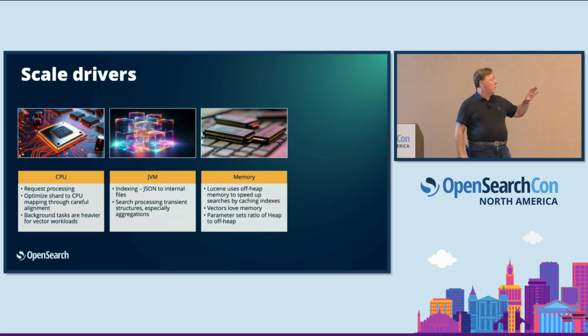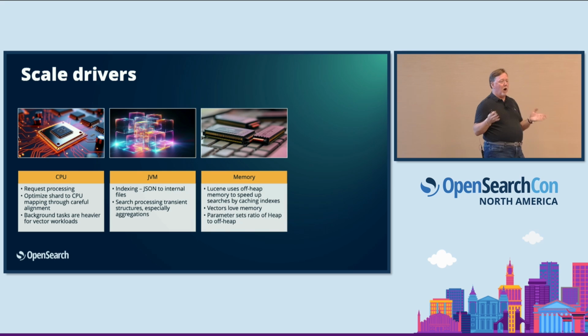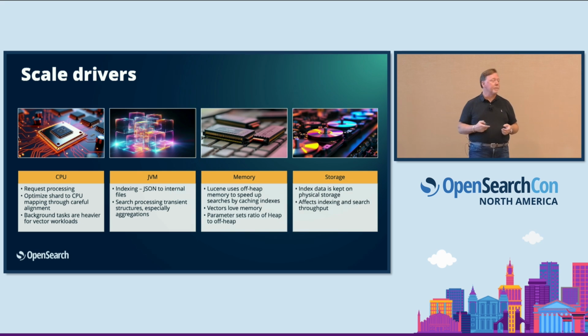Memory is where vectors actually come into play quite a bit. And so Lucene uses off-heap memory to speed searches. Vectors also reside in off-heap memory. That'll come up. And there are parameters within OpenSearch where you can set the ratio of heap to off-heap, where you should lean towards off-heap if you're running vector workloads.